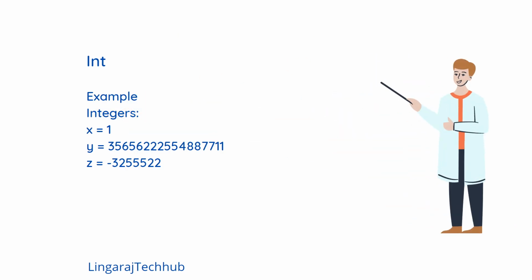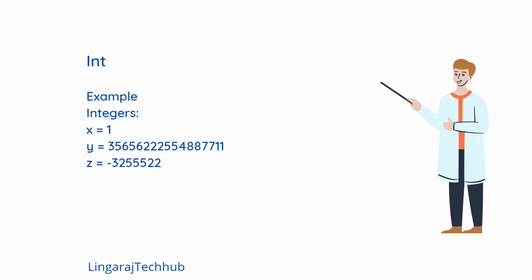First integer. We first discuss all about int, float and complex, then go for the practical. Int follows the integers, which belong to the numerical part, the number format. Here you see x equal to 1, y equal to this, z equal to a negative number, which is also a numerical part. But one thing to note: the type of x, y and z is defined by the data you assign.